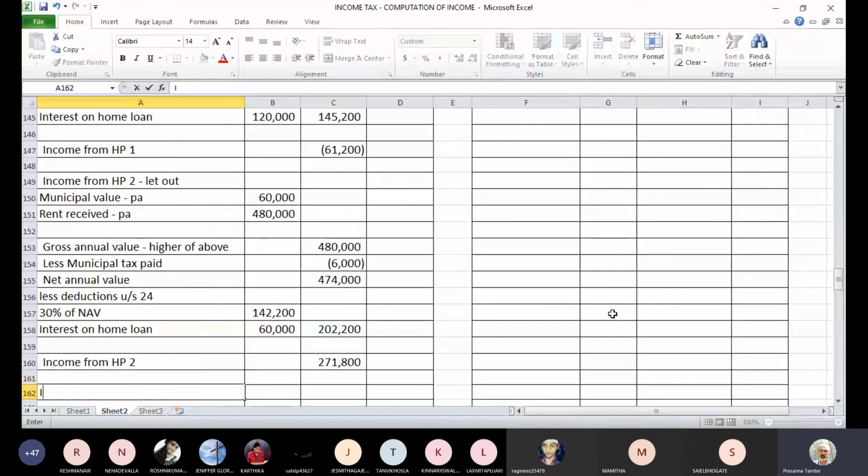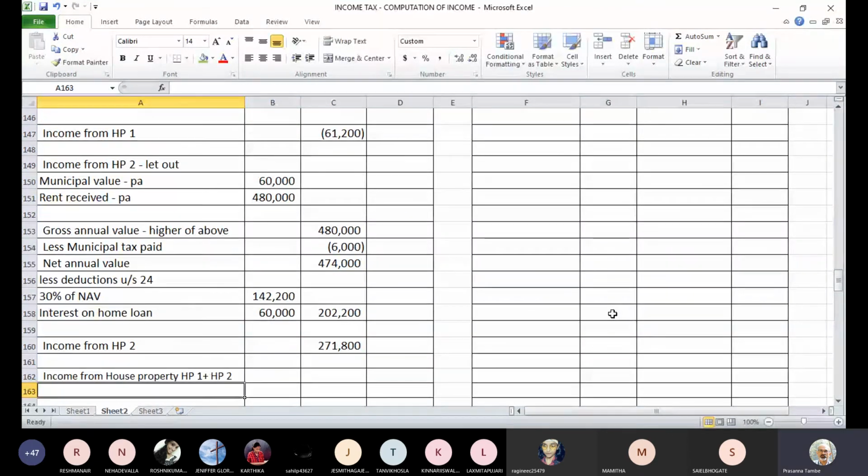Now HP1 is a loss, HP2 is a positive income. So when you finally compute the income from house property, it will be equal to HP1 plus HP2. Negative income will be set off, will be adjusted, and you will get the net result. So 61,200 negative plus 2,71,800 positive. The net result is 2,10,600. That loss from HP1 gets adjusted against the positive income of HP2.